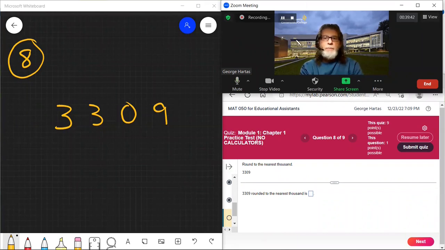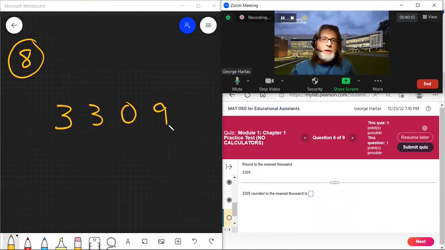Question 8. Here they want us to round to the nearest 1,000. So 3,309, they want us to round to the nearest 1,000. Now notice how they don't tell you that it's the 1,000 or 10,000 or 100,000. If they don't tell you which one it is, it's assumed to be the 1,000. So we're looking for the 1,000 place value.